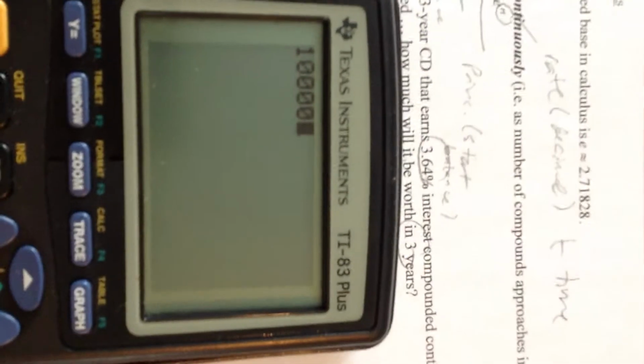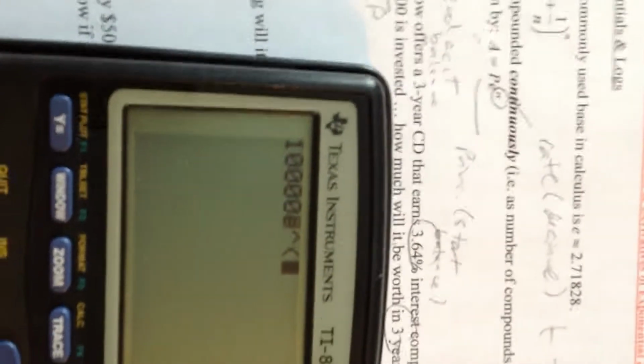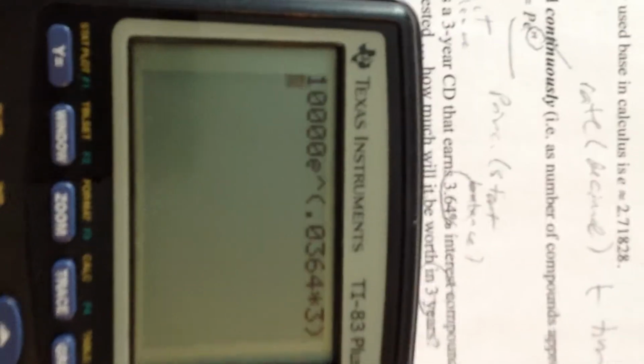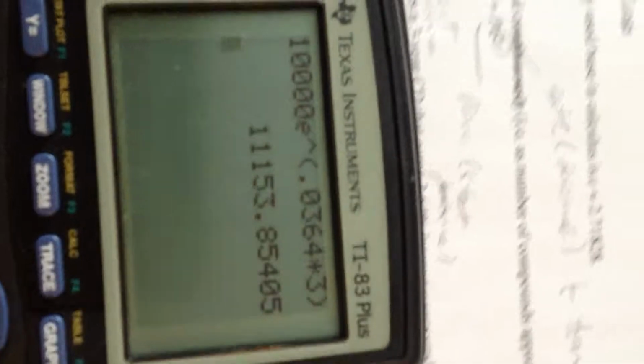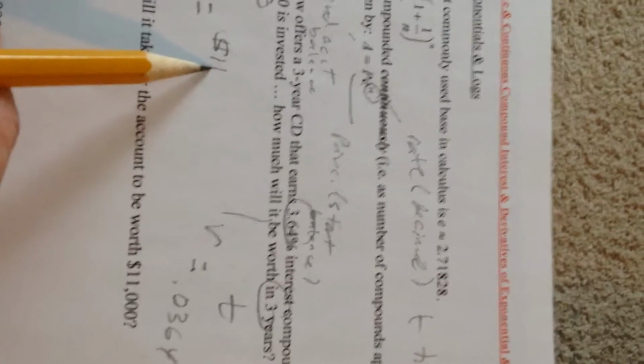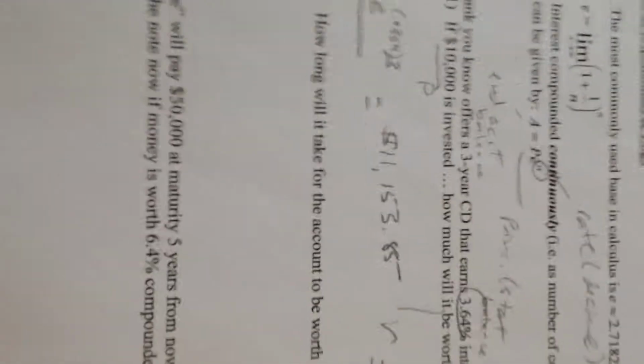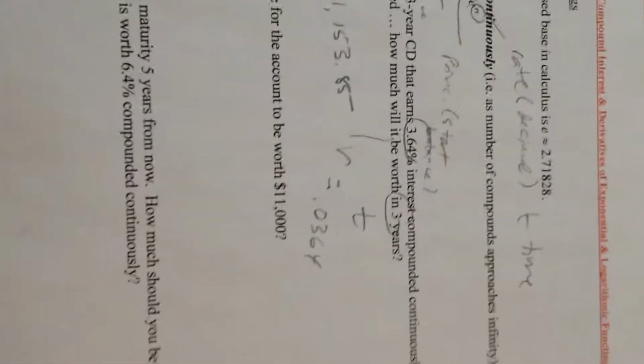So in this case, I can just literally plug that right into my calculator to get my answer. I'm going to type in 10,000. e is where I showed you it was, so you have to hit that little second natural log button, and then up there I'm going to put 0.0364 times 3. All of that goes up as the exponent, hit enter, and that's the amount of money I would expect to have after 3 years. So whatever that was, I can write down here. It looked like it was $11,153.85.